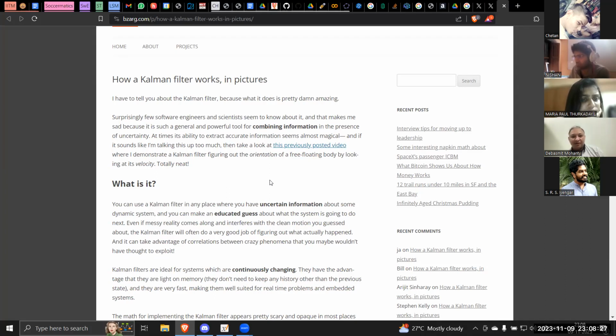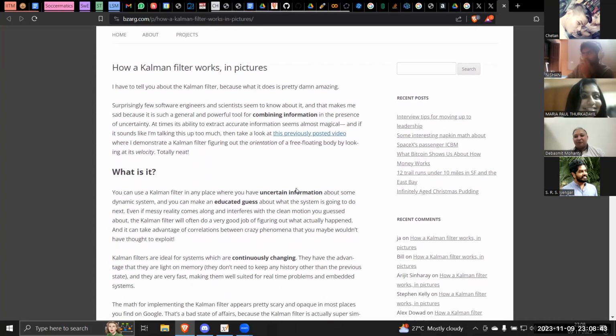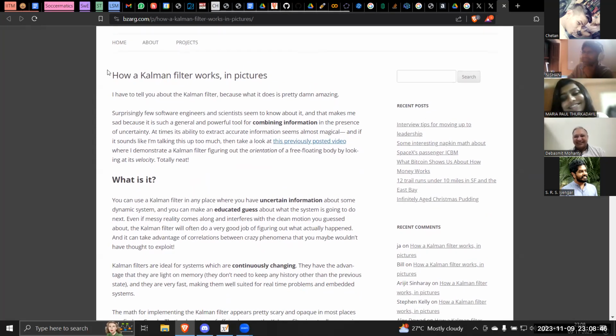Why don't you people read this up, paragraph by paragraph together in a group? Try it for the next half an hour if you are awake. Yes, sir. We can read it row by row, basically like a matrix. Each paragraph is one row. This author definitely makes it exciting: I have to tell you about the Kalman filter because what it does is pretty amazing, right? So you just get excited.